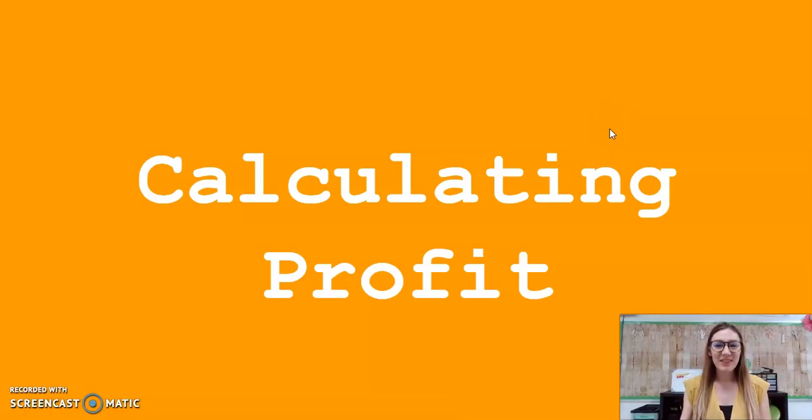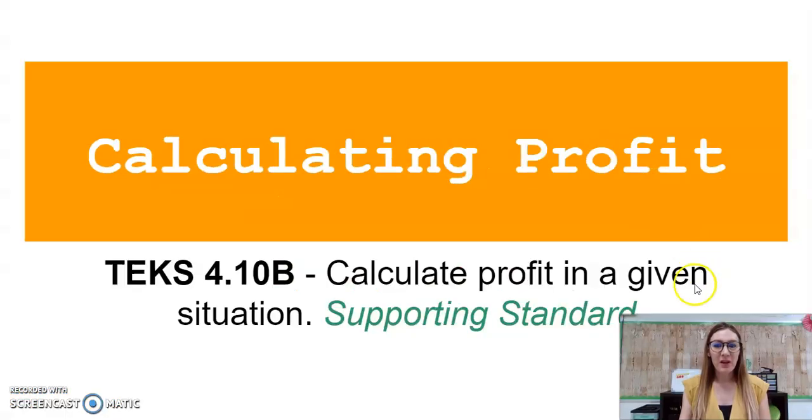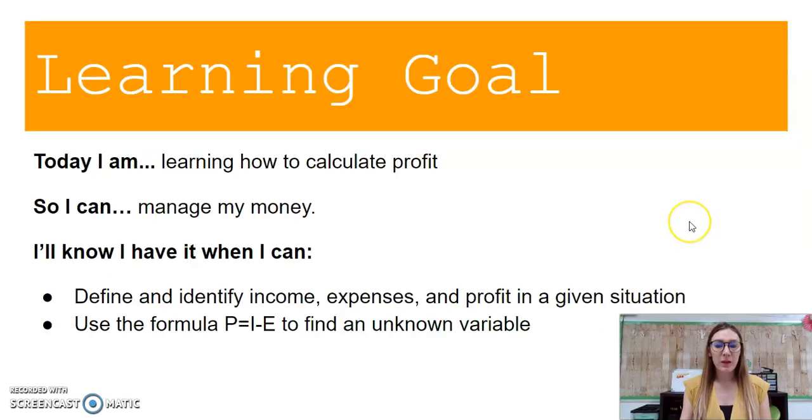Hi mathematicians. Today our lesson is over calculating profit. Our TEK is 4.10b, calculate profit in a given situation. Let's go ahead and read our learning goal together. Today I am learning how to calculate profit so I can manage my money.